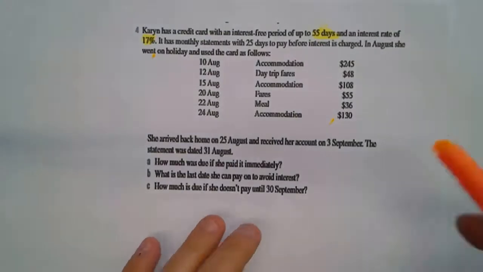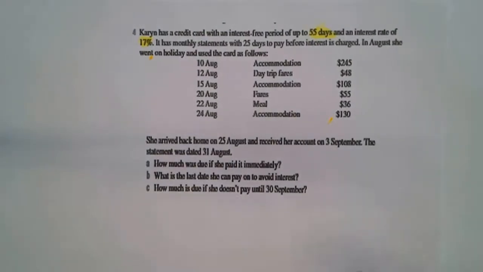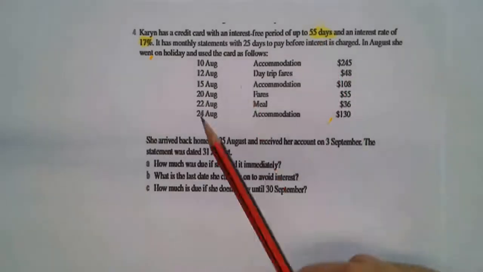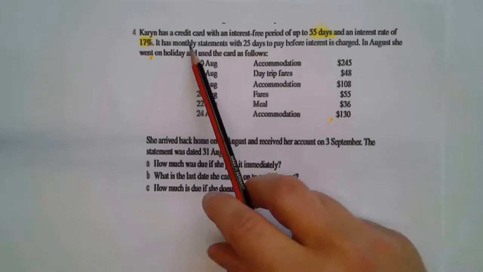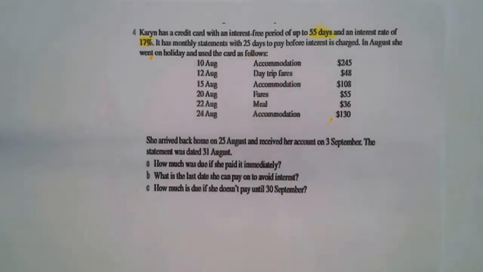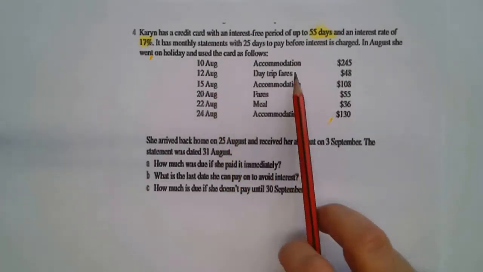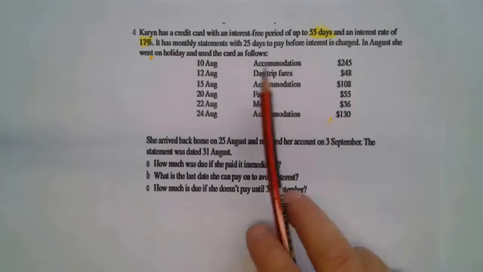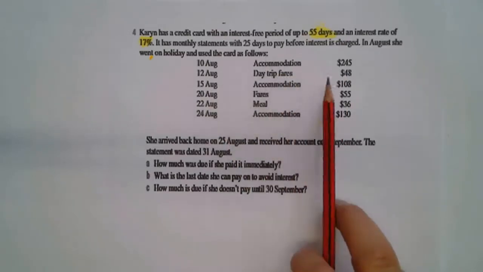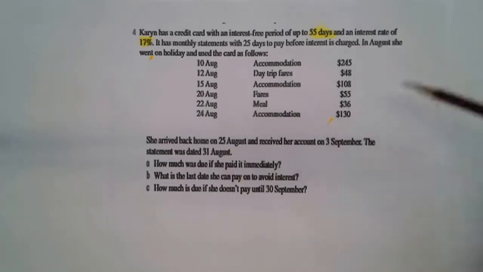It has monthly statements with 25 days to pay before interest is charged. So the 55 days is made up of monthly 30 days plus 25 days to pay before the interest is charged. In August, she went on holidays and used the card as follows. The 10th of August, accommodation, $245. 12th of August, day trip fares, $48, and so on, until the 24th of August.